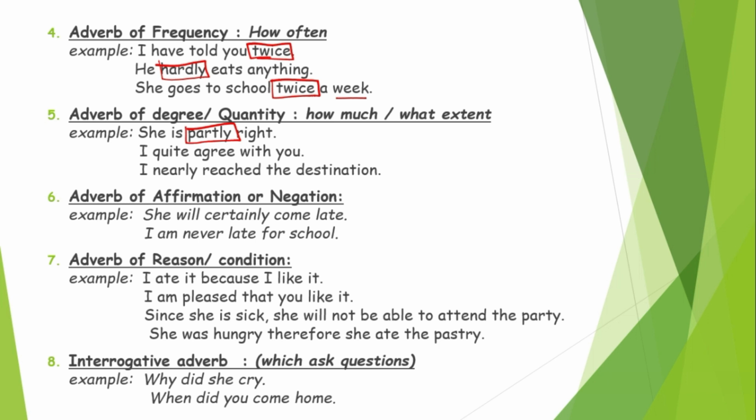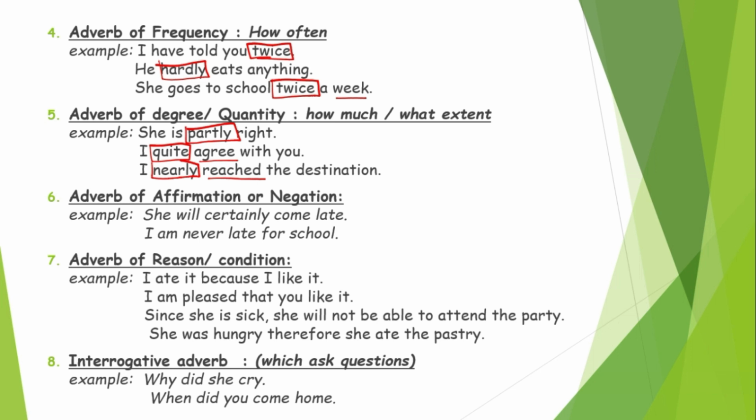I quite agree with you. So I agree with you. Yes. But how much? I quite agree. Yes, very good. I nearly reached the destination. So which is the verb here? Reached. So where did you reach? How much? I nearly, to that extent. So I nearly reached the destination.